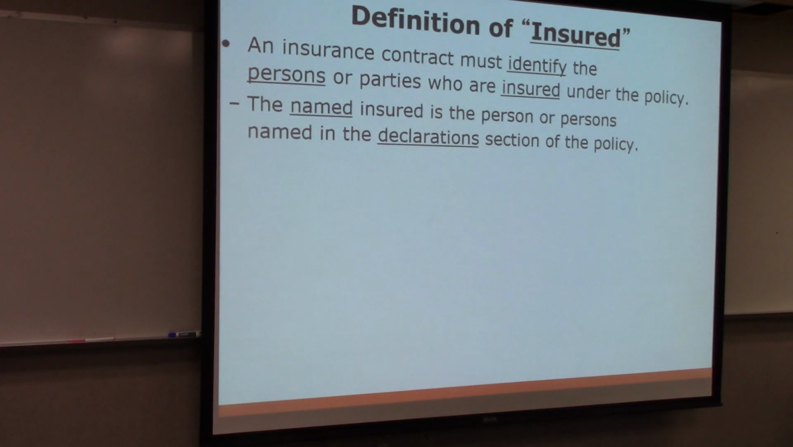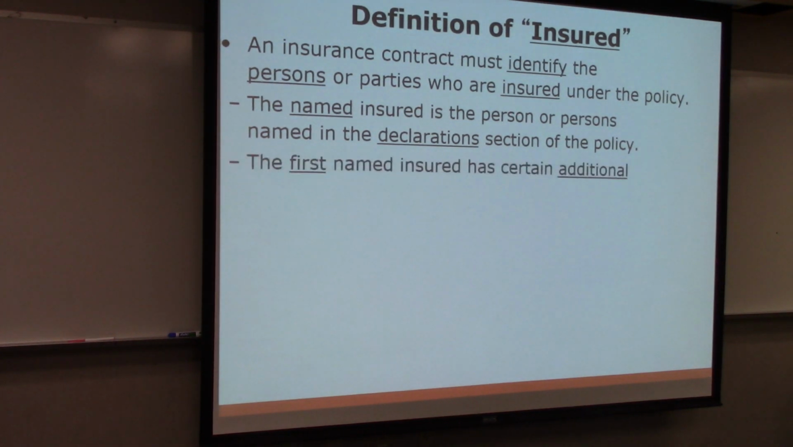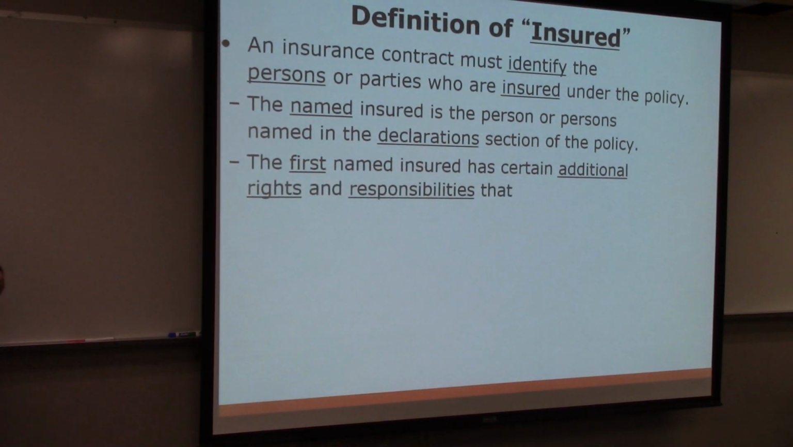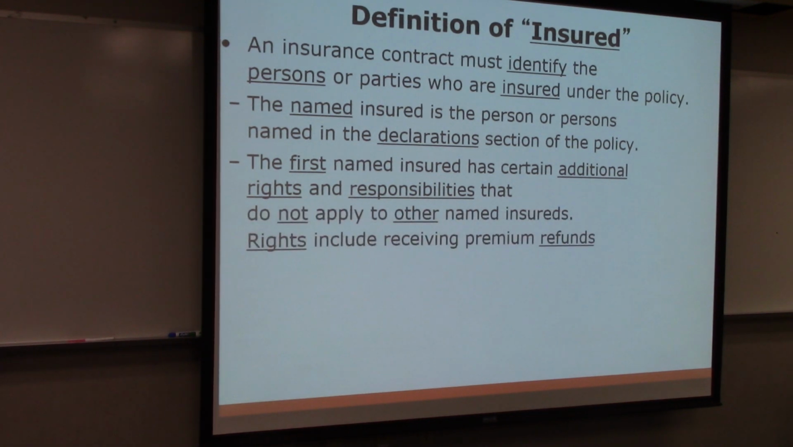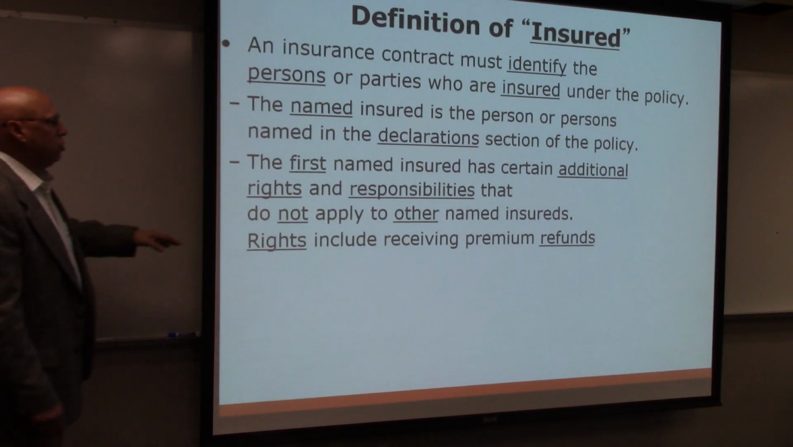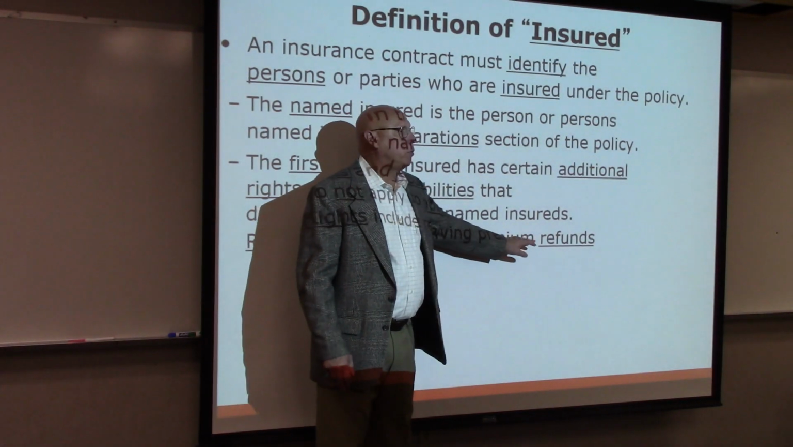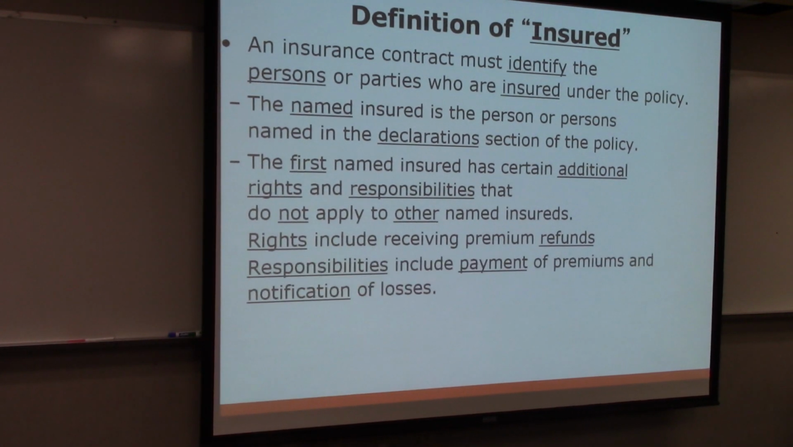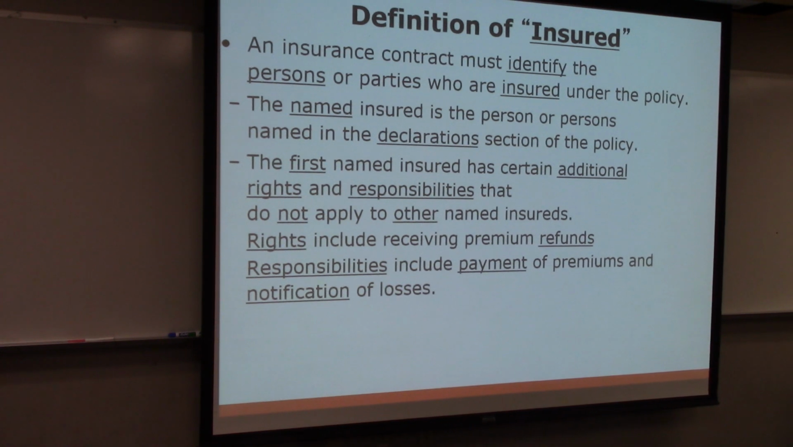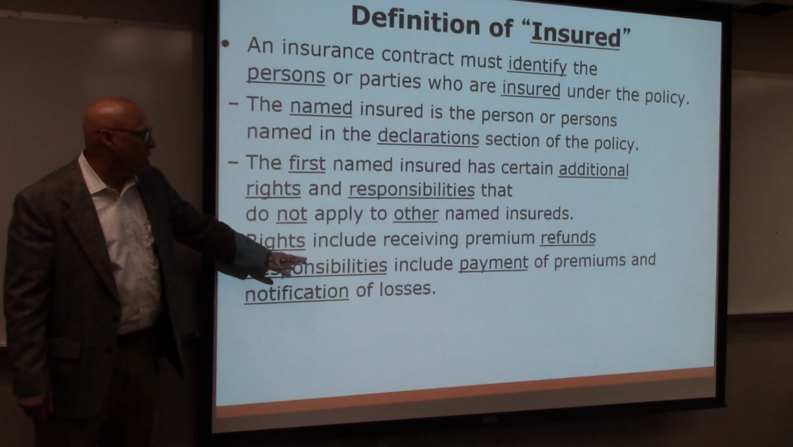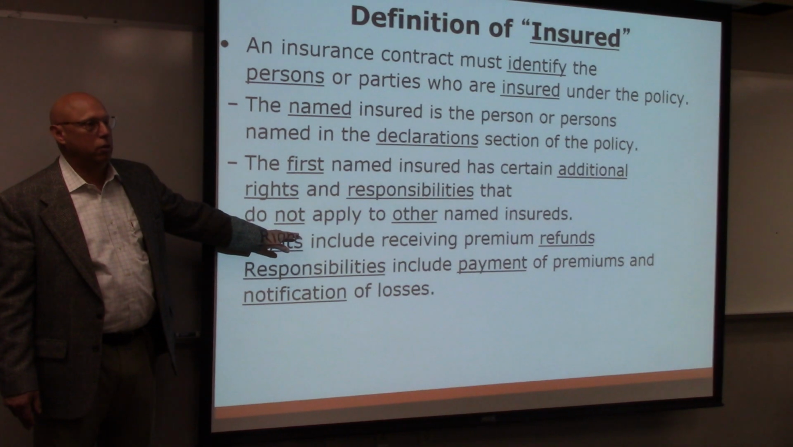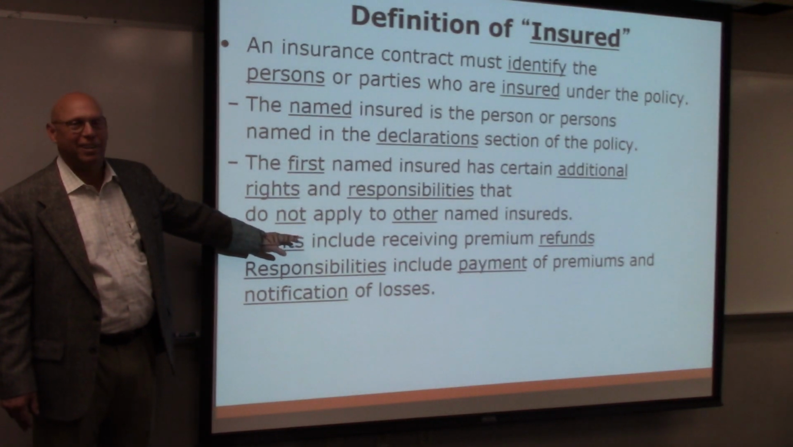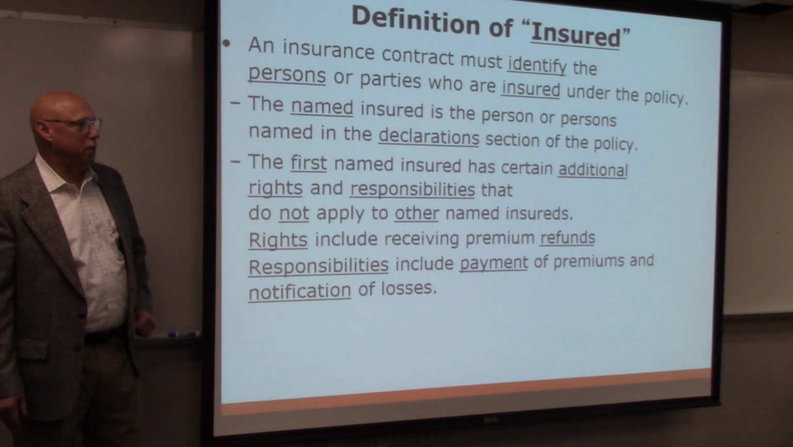So you have the named insured, which could be more than one person, okay? And the first named insured has some rights and responsibilities. Nothing really big, but if you're a named insured, you get any premium refunds, if you're the first named insured on the declarations page. But you have a responsibility. Also, you get any claim payments. And I told you about my friend who wrecked his car, and his mother was the named insured.